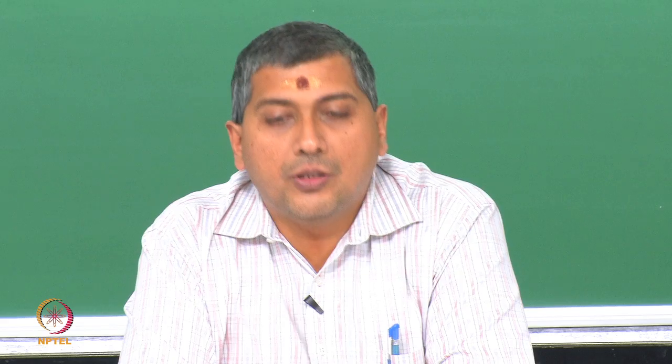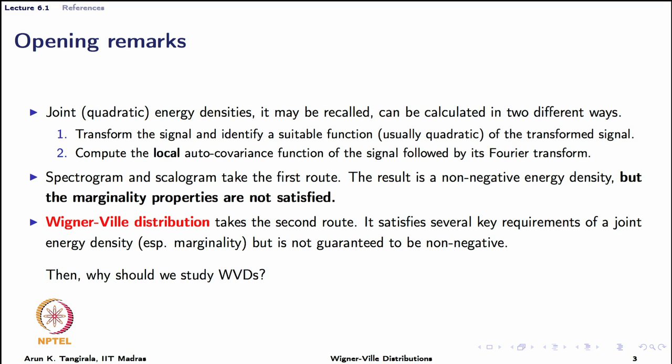So, what about Wigner-Ville distributions? Wigner-Ville distribution takes a second route, and this again we have noted earlier as well. That is, it computes a local autocovariance function and then takes a Fourier transform. As a result, by virtue of Wigner's own result, it satisfies several key requirements, especially marginality, but unfortunately it is not guaranteed to be non-negative for all signals in the entire time frequency plane.